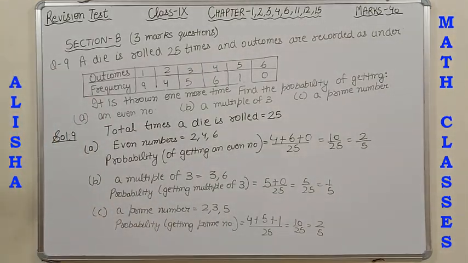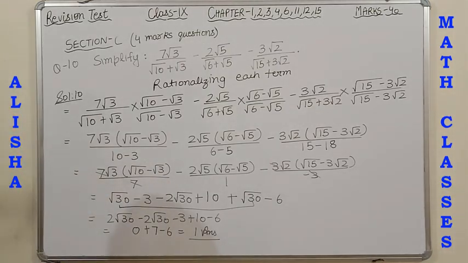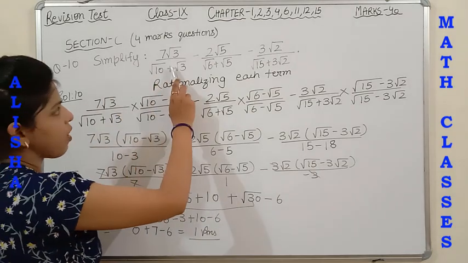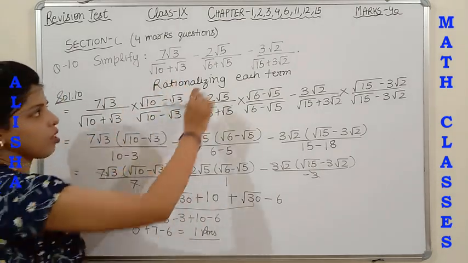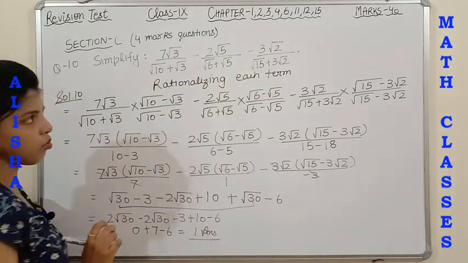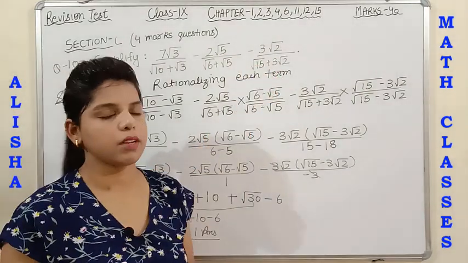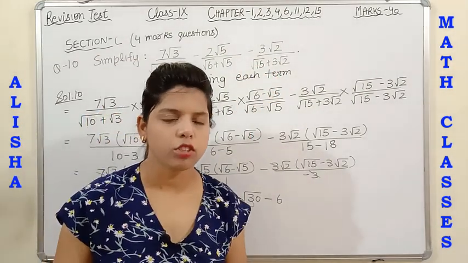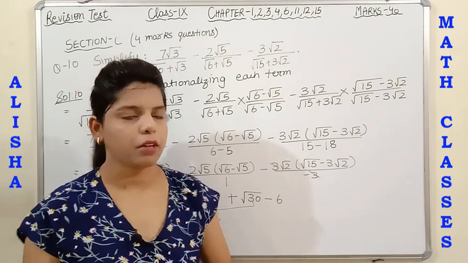Please note down. So student, next is question number 10. That is, we have to simplify 7 root 3 upon root 10 plus root 3, minus 2 root 5 upon root 6 plus root 5, minus 3 root 2 upon root 15 plus 3 root 2. This type of question we have done already in the HOTS questions of chapter number 1.